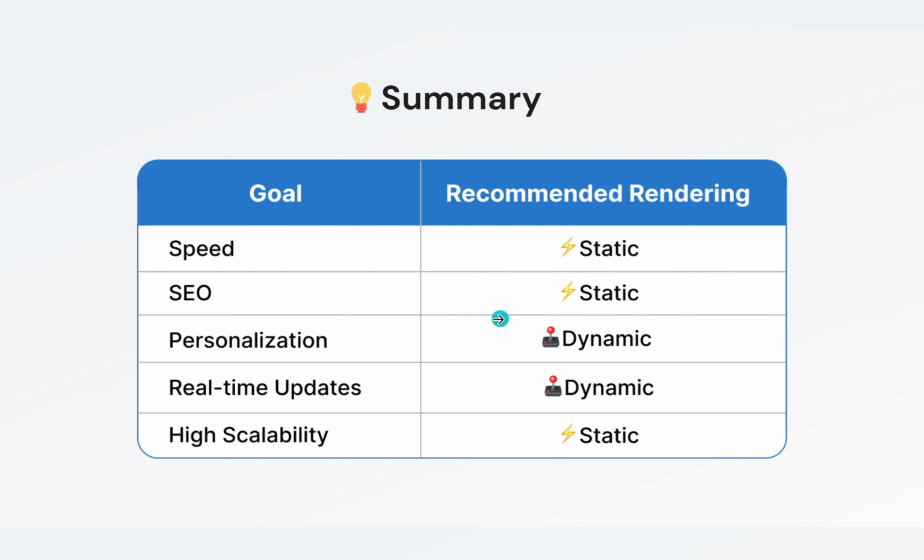However, when you need personalization, like showing different content to different users, then dynamic rendering becomes essential. It allows you to tailor each response based on who's visiting the page. Similarly, if your app relies on real-time updates such as live notifications or constantly changing data, dynamic rendering is the way to go. And finally, for scalability, static rendering wins again. Since pages are pre-built, your app can handle much more traffic without straining your server resources.